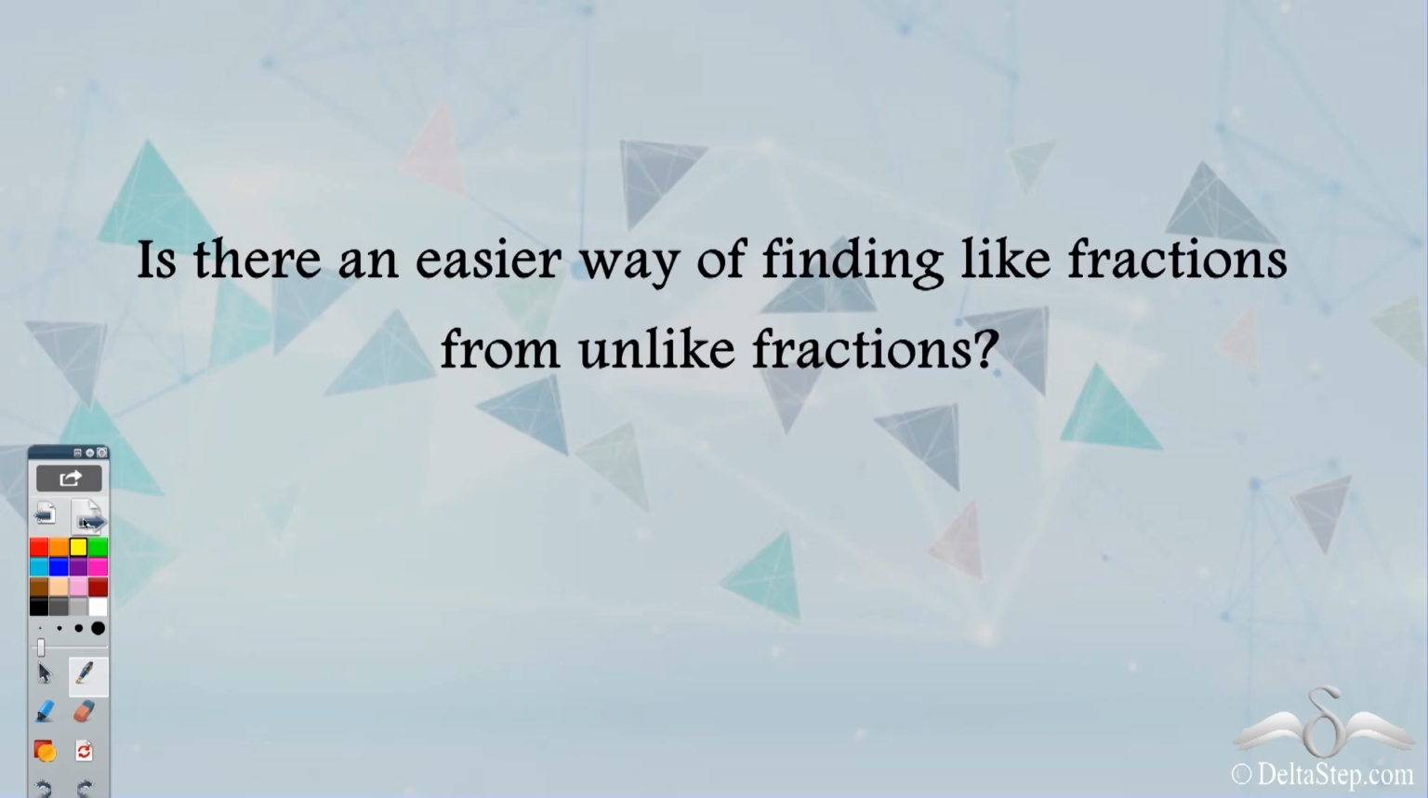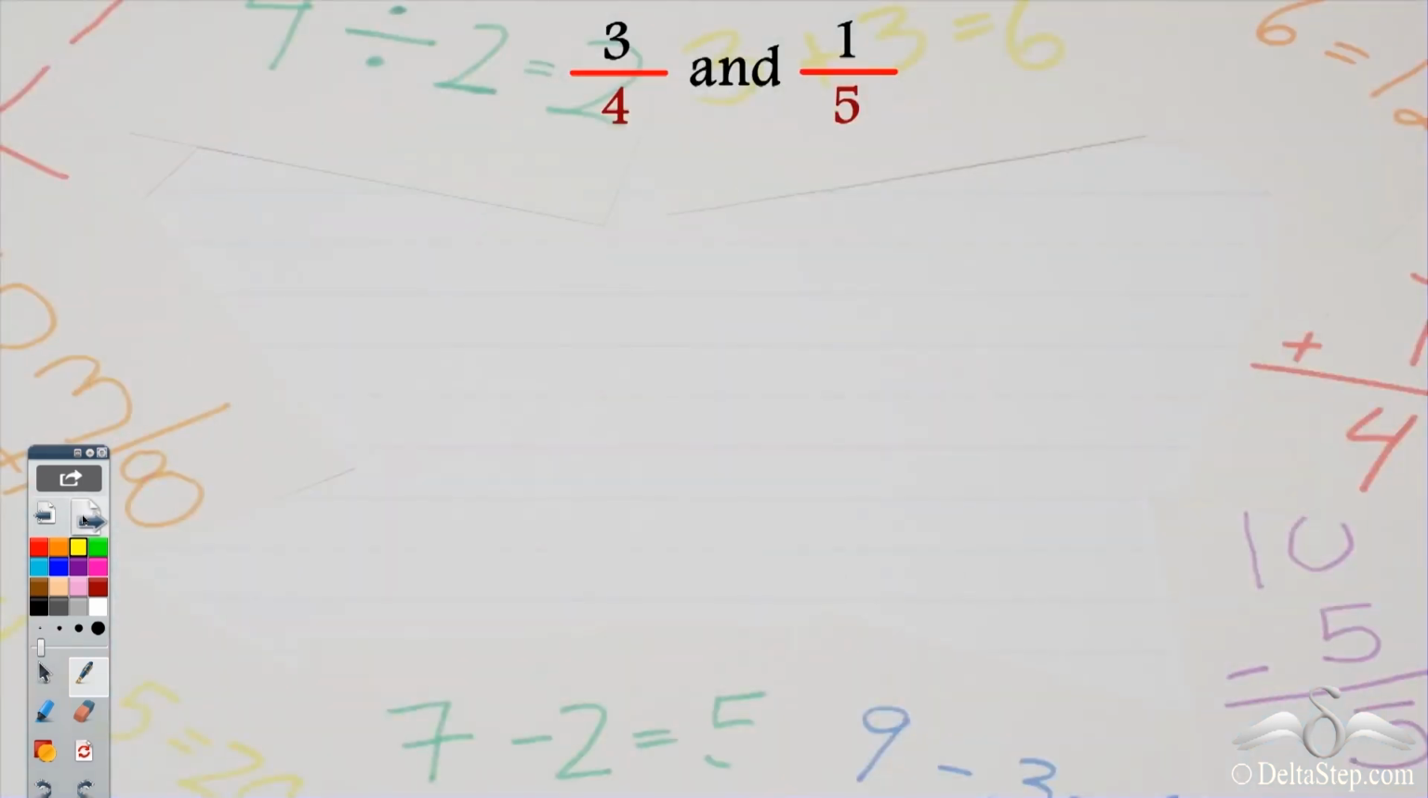But in order to find the equivalent fractions which are like fractions, we need to write a lot of equivalent fractions. And in some cases, even after writing many such equivalent fractions, you may not be able to find like fractions. So is there a simpler way to do that? Yes, there is. Let us see what that is.